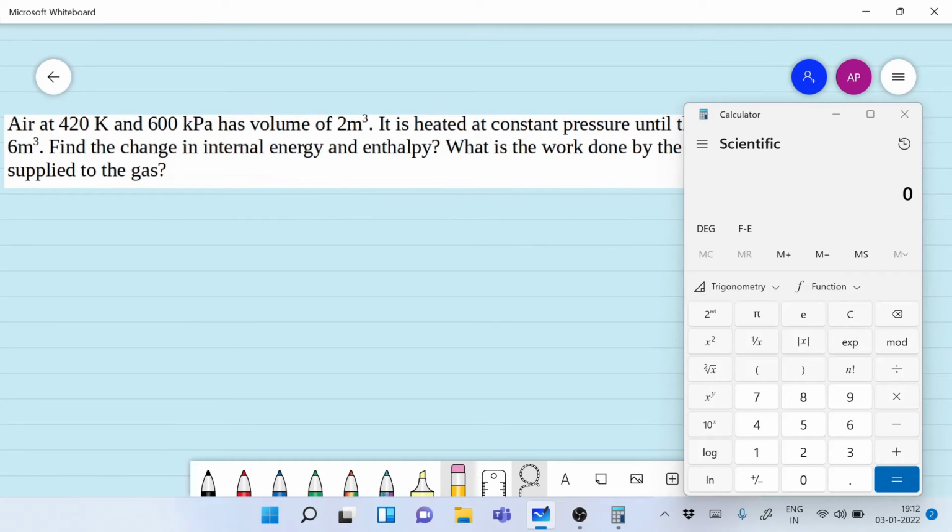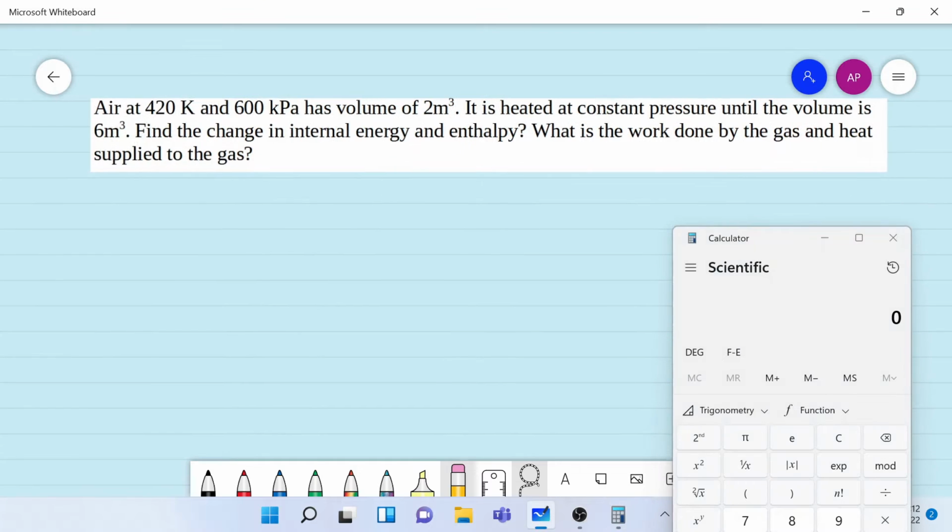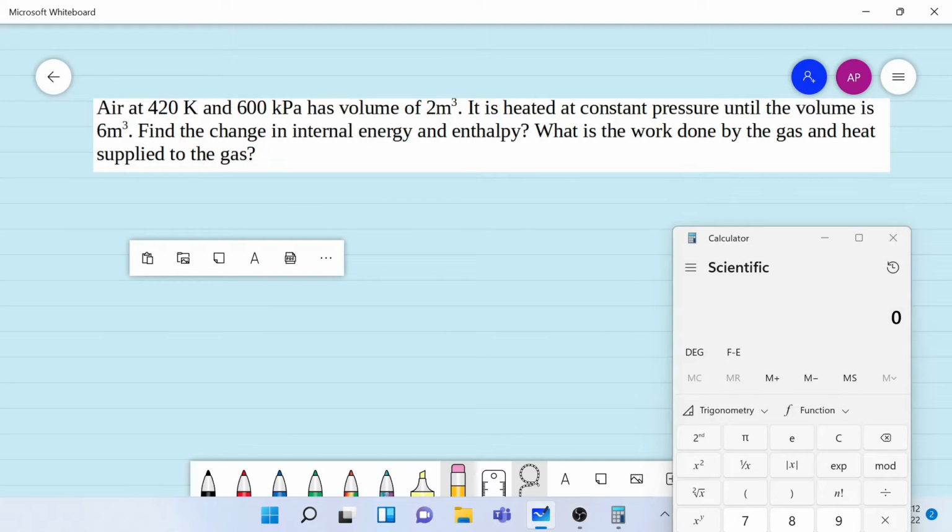The problem is: air at 420 Kelvin and 600 kilopascal has a volume of 2 meter cube. It is heated at constant pressure until the volume is 6 meter cube. Find the change in internal energy and enthalpy. What is the work done by the gas and the heat supplied to the gas?